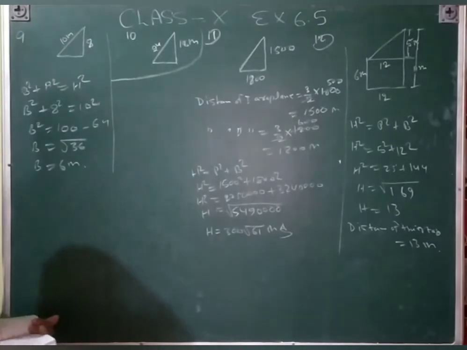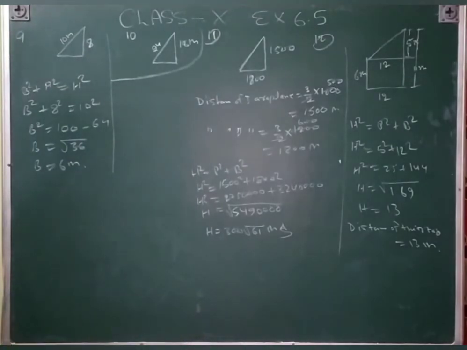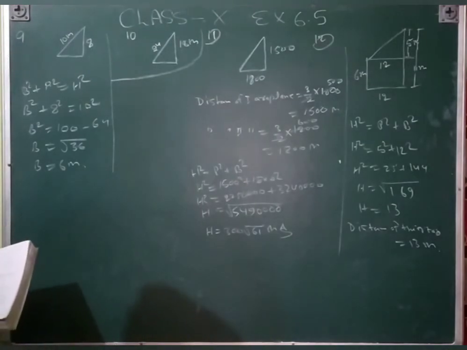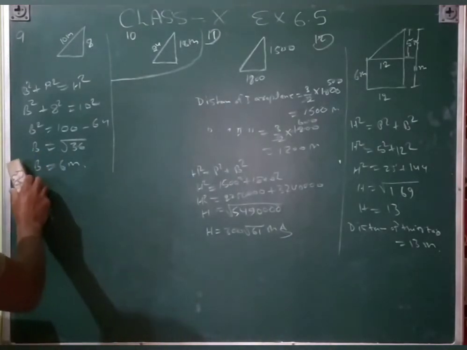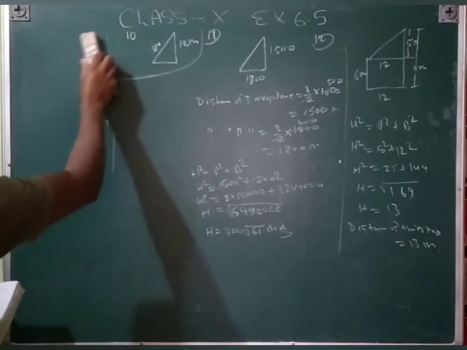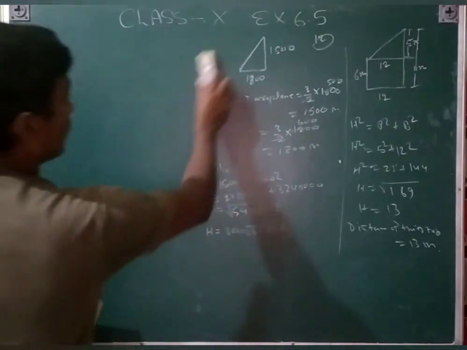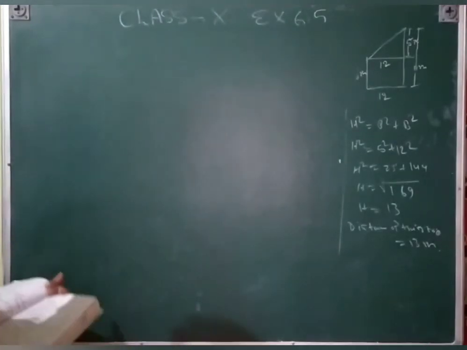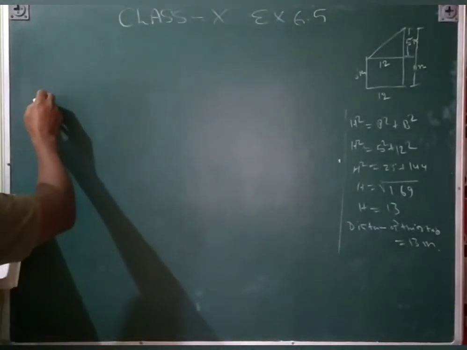Next question: D and E are points on the sides CA and CB respectively of the triangle ABC, with the angle at C a right angle. Prove that this one. So this one we will do. Thirteenth question.